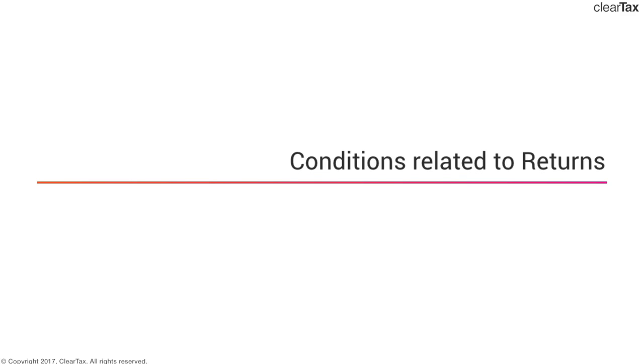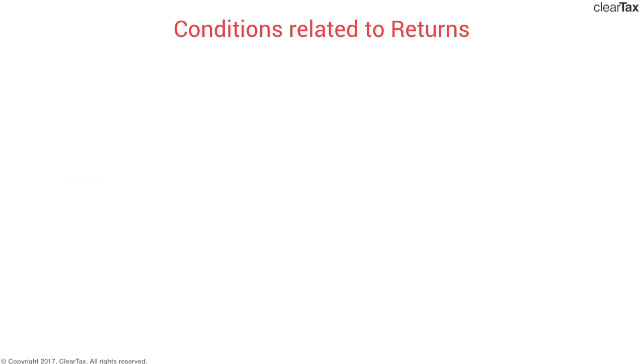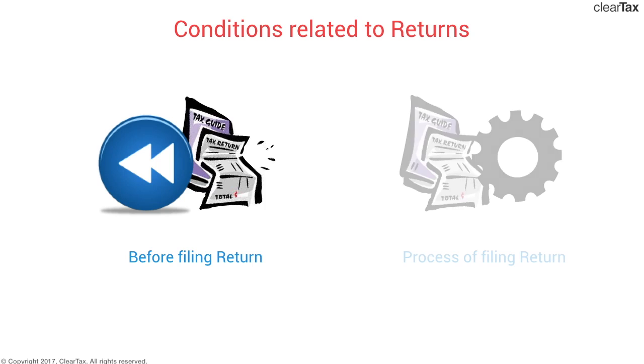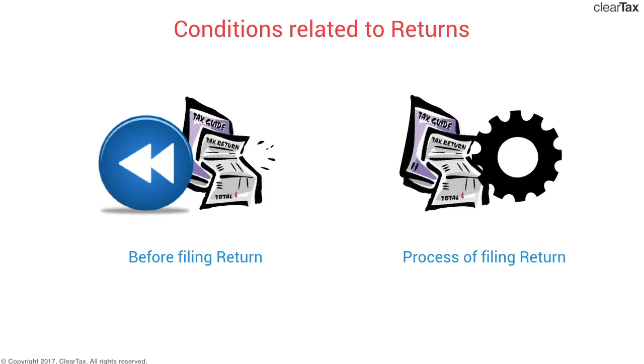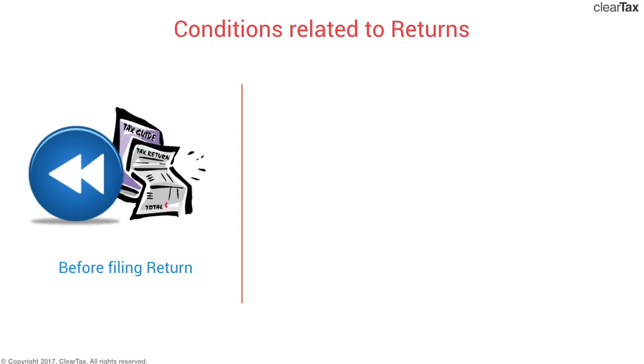We've divided these conditions into two broad categories. One, the conditions before filing return, and two, the conditions relating to the process of filing returns. These are the two broad categories that we found out after going through all these conditions. The first one, conditions before filing return. There are two conditions that the taxpayer has to meet.